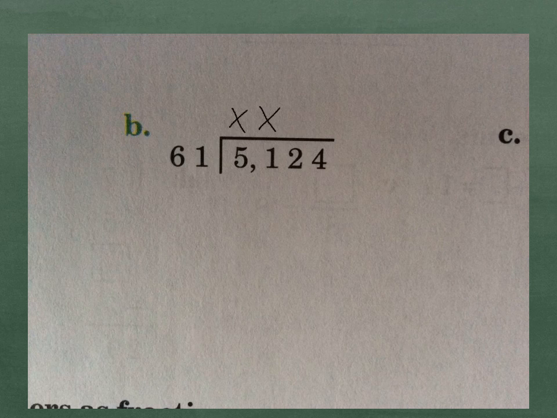Let's go ahead and try 61 times 8. Remember, it might be right, it might be wrong, but it will be close. 8 times 1 is 8. 8 times 6 is 48. We get 488. That looks like it's going to work, and we'll find out after we subtract if that does work.